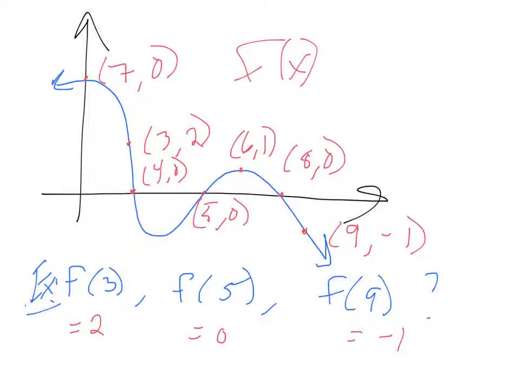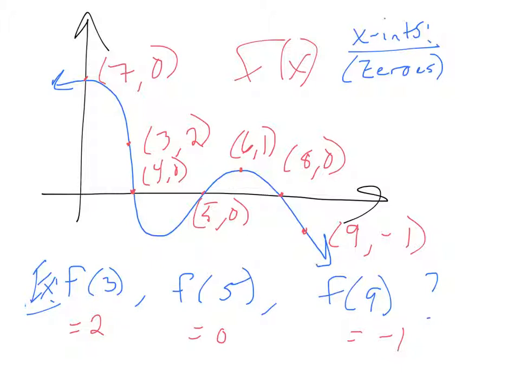Looking at my function right here, what are my x-intercepts of this particular function? X-intercepts, by the way, are also often referred to as zeros. What are my x-intercepts? (4, 0), (5, 0), (8, 0). 4, 5, and 8, yep.